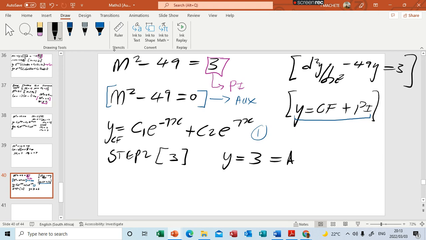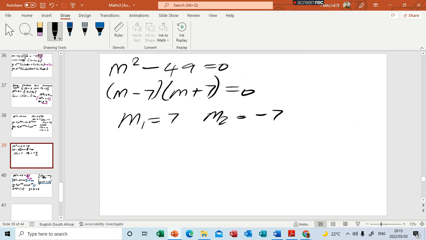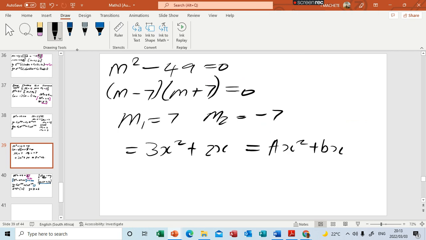The reason why they replace it with a is that it's the first letter. Let me show you. I'm going back here. Let's say the whole equation was equated to 3x squared plus 2x. You see that this is a quadratic equation. You can write this as ax squared plus bx. But if it was 3, then you don't have x there, you just write a. If it was 3e to the power x, you just write a e to the power x. Where there's a constant, you write a.